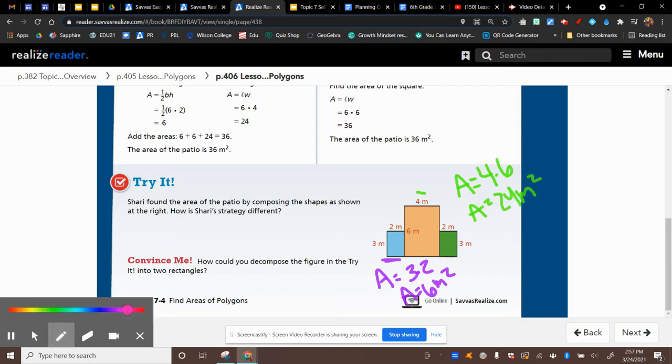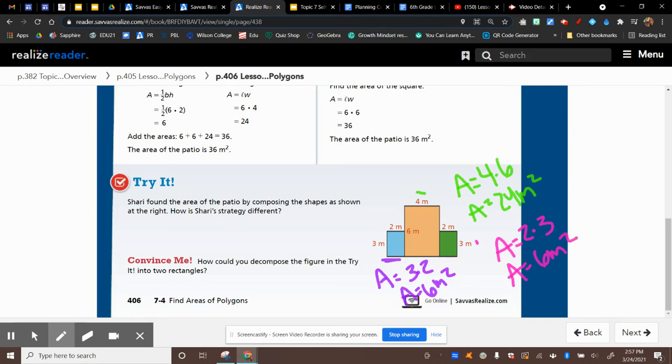And then we can find the third one, which is right here. Area equals 2 times 3. Area equals 6 meters squared. So we found all 3 areas. We add them together. We say 24 plus 6 is 30, plus another 6 is 36 meters squared.